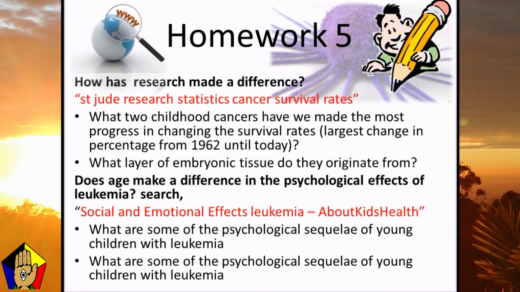So does it match up with what we looked at before when we talked about which layer is primarily contributing to childhood cancers? And then the second part of it, does age make a difference in the psychological effects of leukemia? So I want you to search social and emotional effects of leukemia, and then actually about kids' health. So you can put that all in the search bar, and it should pull up one website, the very first website, and when you click on it, it actually has a short page that talks about what the psychological effects of childhood cancers are on younger children, adolescents, and transitioning adolescents.